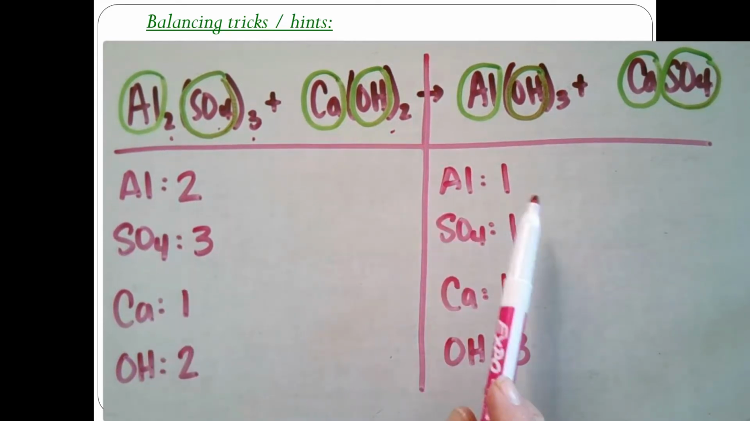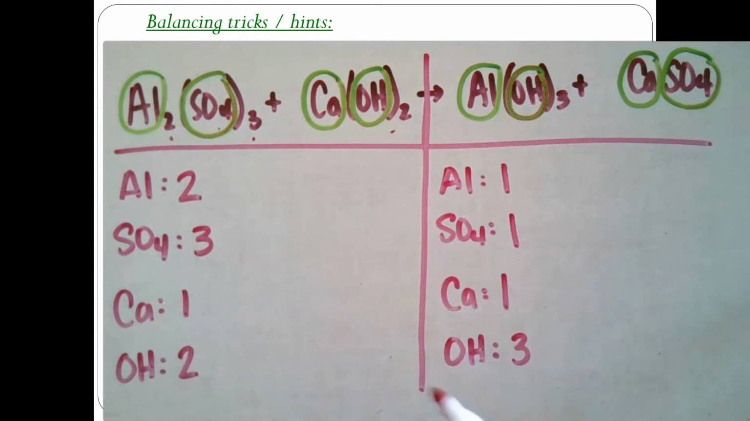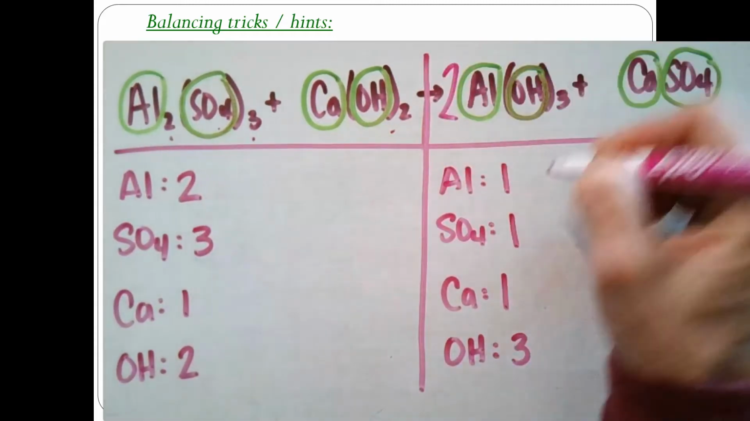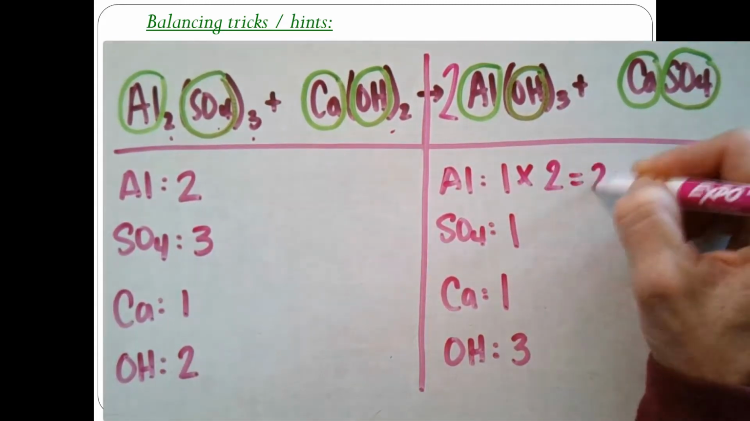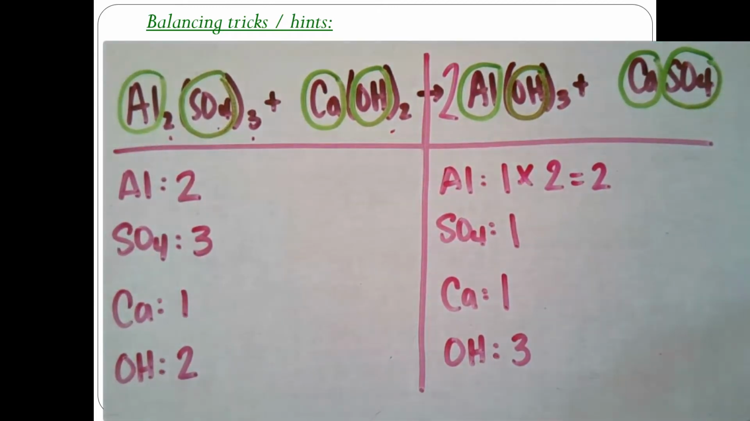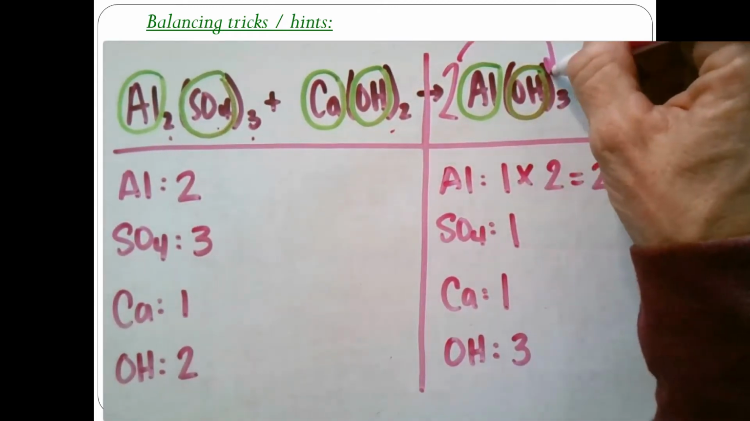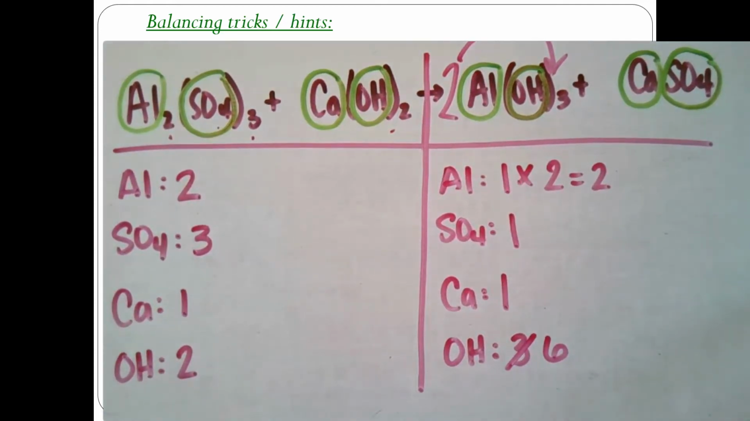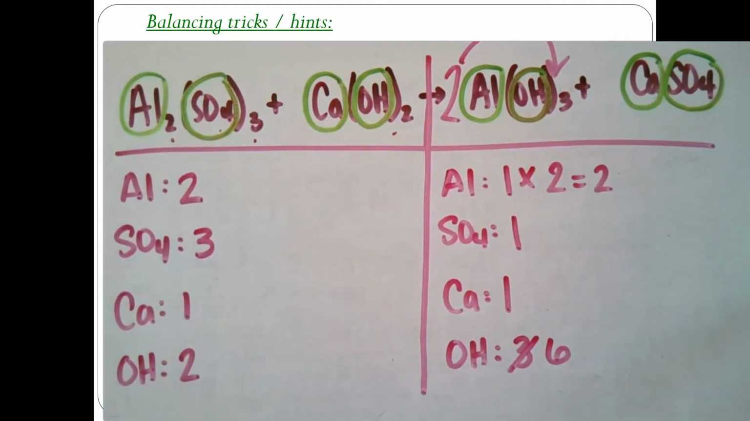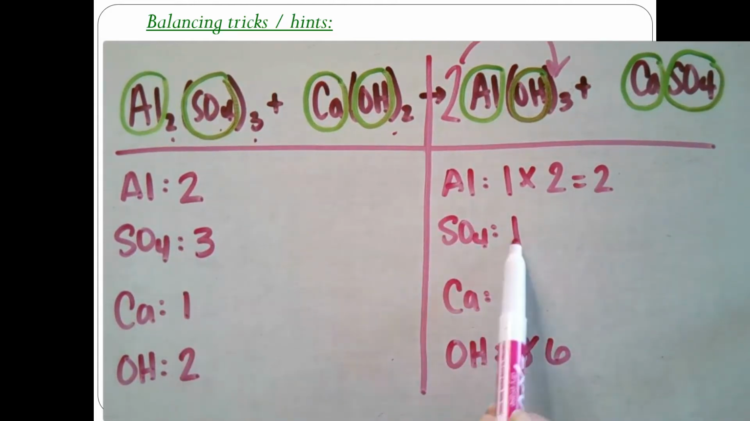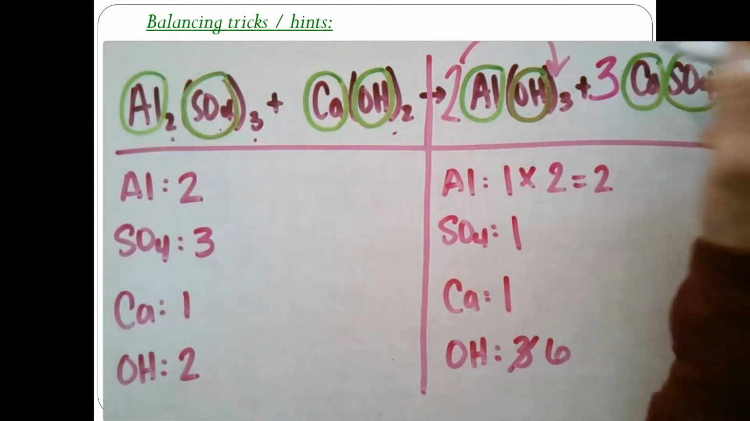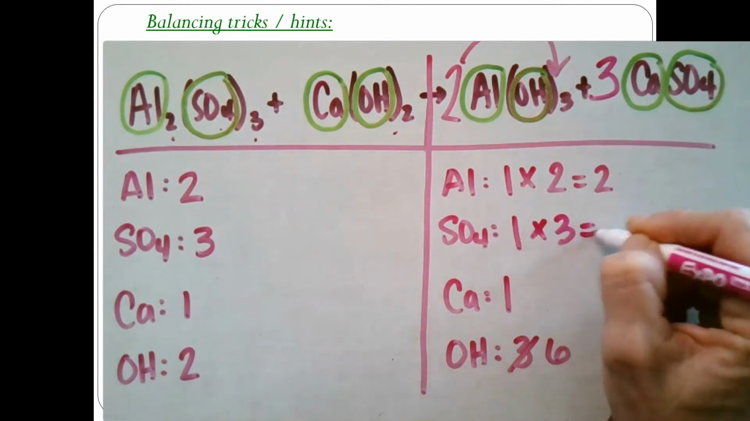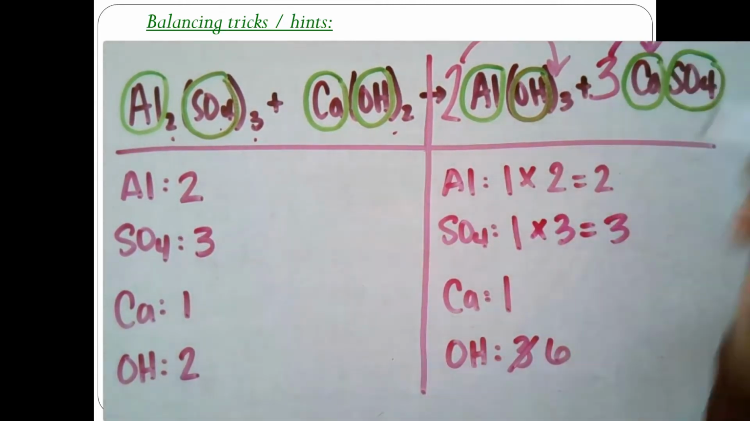So I'm going to look at my aluminums, I'm going to see that they're out of order, and I'm going to put a 2 here. Times 2 gives me 2 for my aluminums, but that also changes my hydroxides to be 6. Then I'm going to look at my SO4s, and I can see that my SO4 is a 3 and a 1, so I need a 3 here, times 3 to give me 3, and that also affects my calcium.